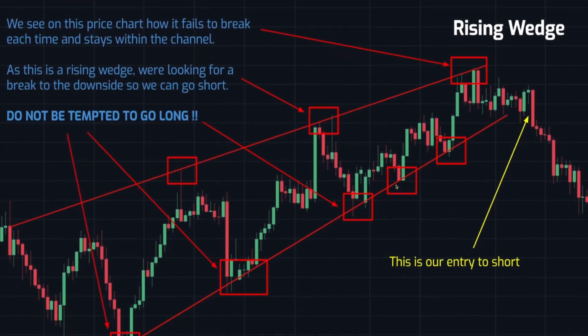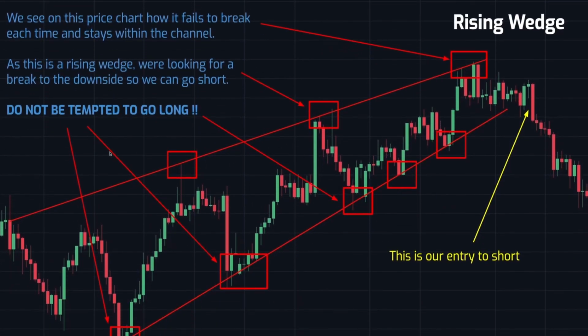Let's look at that rising wedge now. Remember, again, as a reversal, do not be tempted to go long, and we're going to look at this now. Here's our wedge. It's wide at this point here. It's narrowing as we move up, up, up, and up. And we can see that the candle here, the wick has definitely broken.